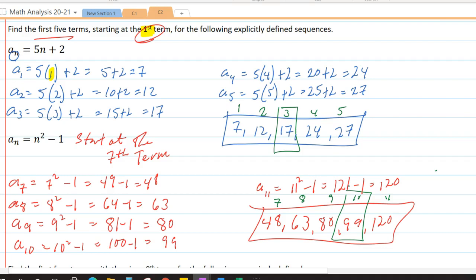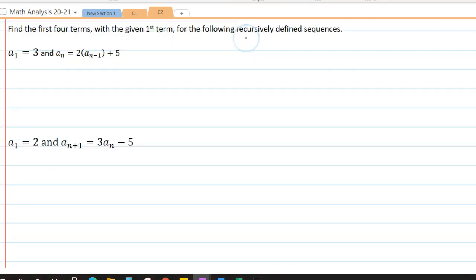So make sure you understand the difference between the element, which is the number in my list, so my first element and my second element, versus my terms. I started at 7, so 7, 8, and 9. Moving on to recursively defined sequences.